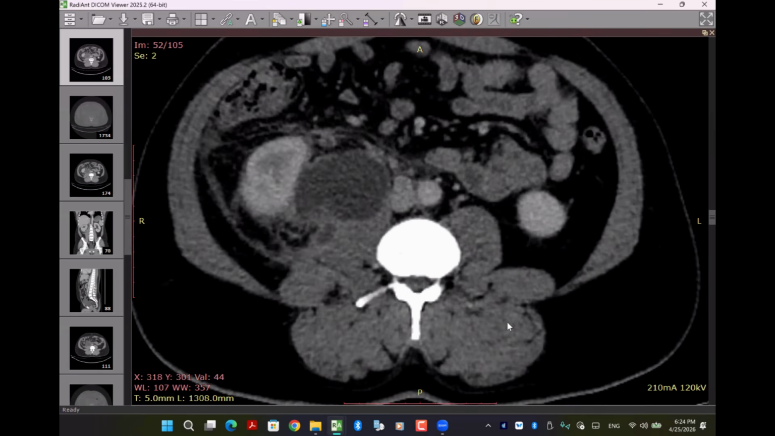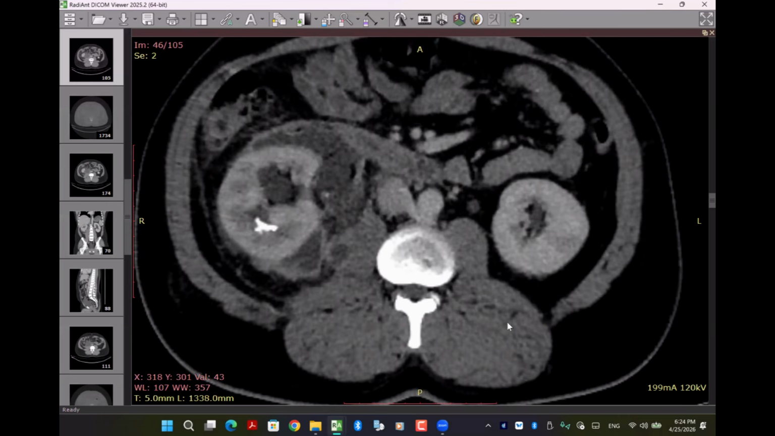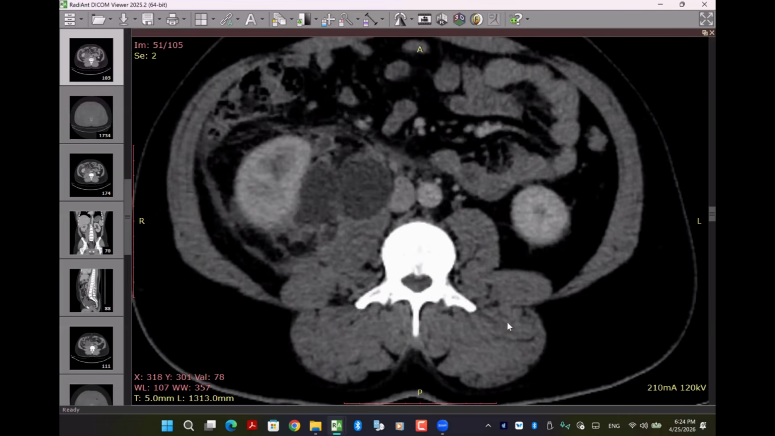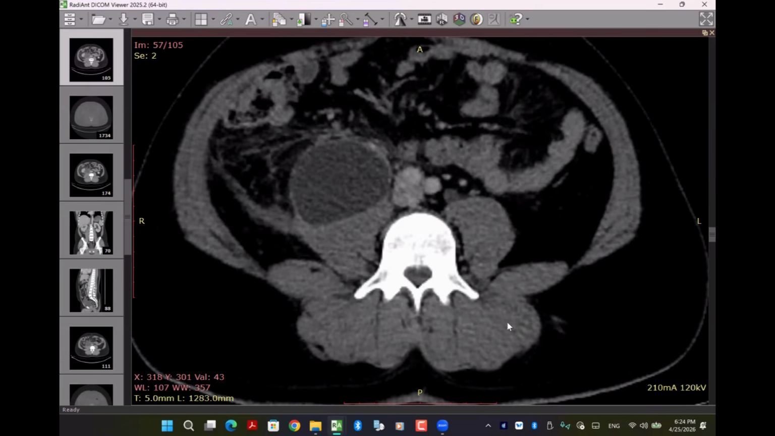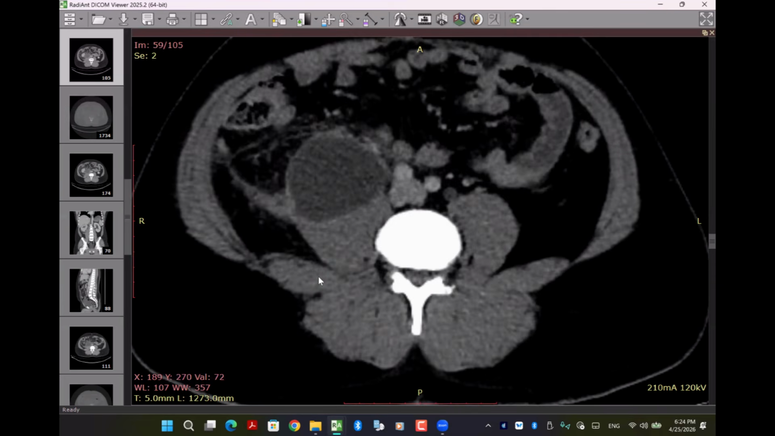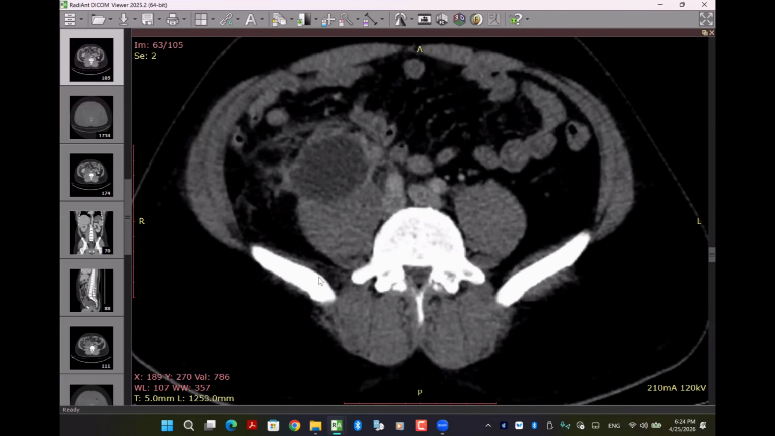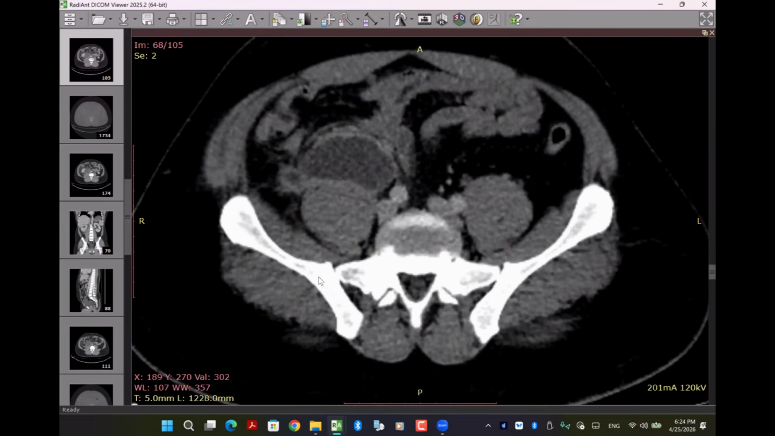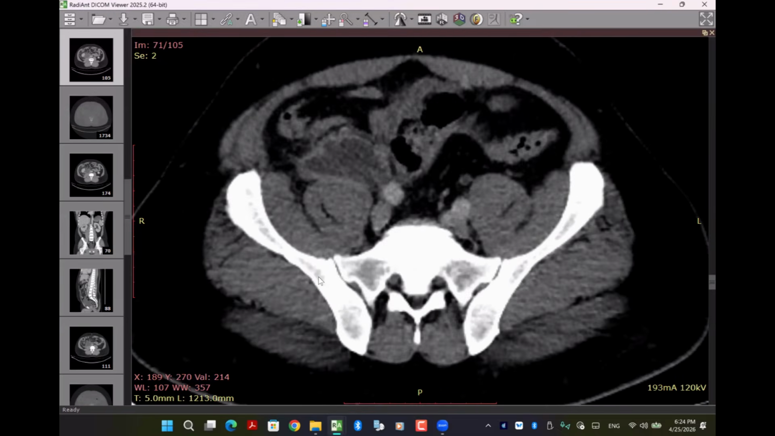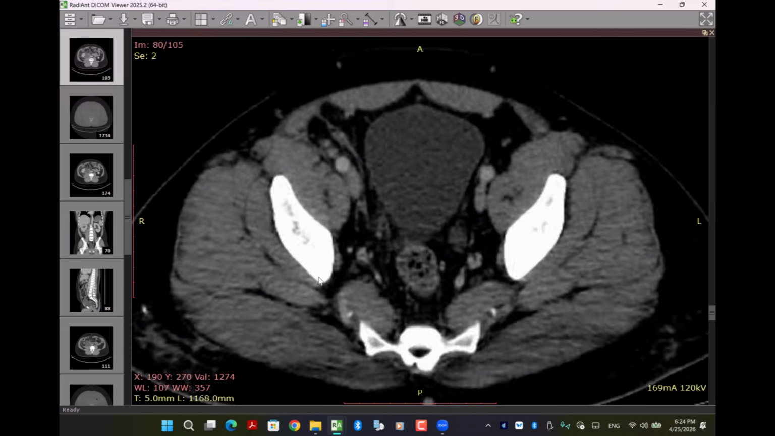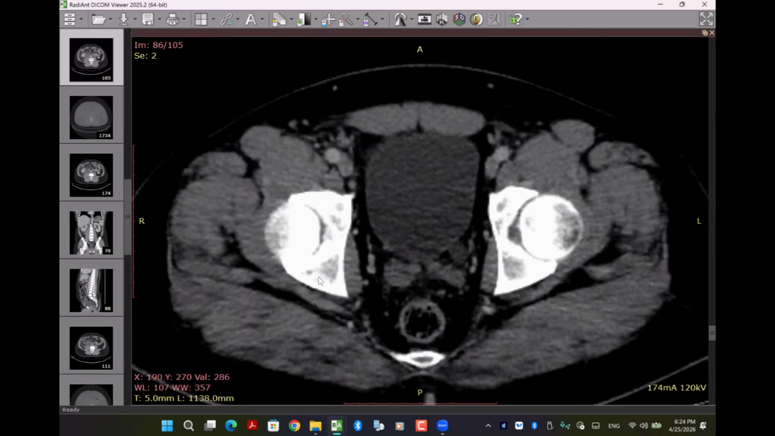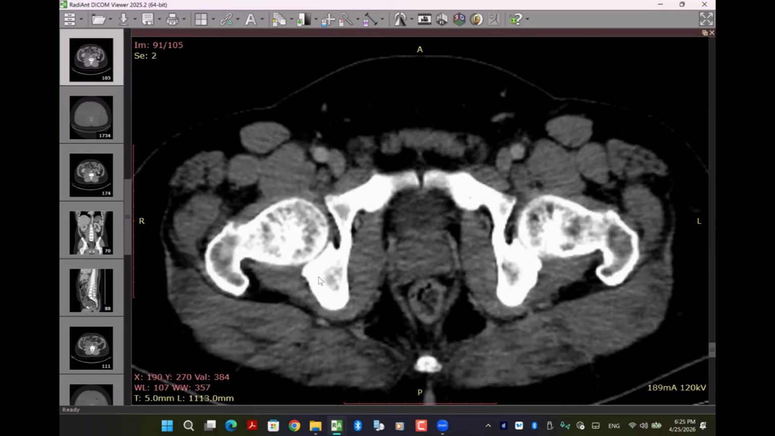There are multiple calculi within the right kidney. I can also appreciate a hypodensity within the renal pelvis. This hypodensity is extending inferiorly along the anterior aspect of the psoas muscle. There is also adjacent fat stranding. Inferiorly it is extending up to the right iliac region. Urinary bladder appears normal.